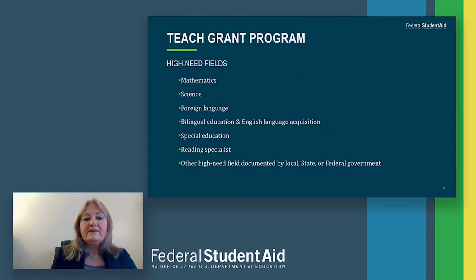So, what are the high-need fields? These include mathematics, science, foreign language, bilingual education and English language acquisition, special education, reading specialist, and another high-need field documented by the local, state, or federal government. With respect to the other high-need fields, states report these annually to the department as their teacher shortage areas.